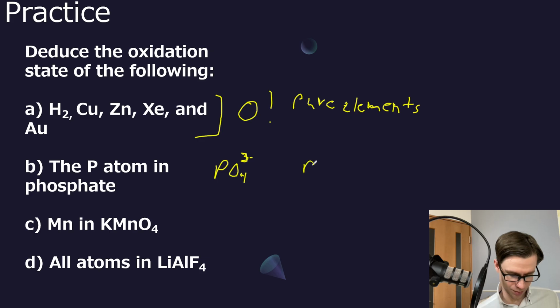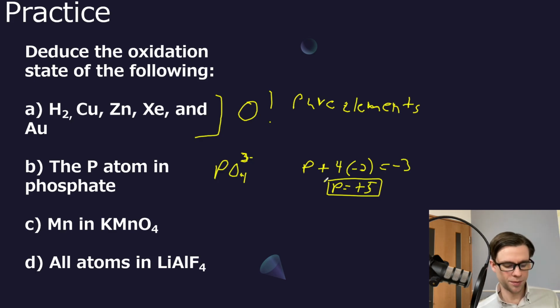So we can set up P, there's one of those, plus 4 times the oxidation state of oxygen, which is -2, usually. This will equal the total charge on this complex, -3. So we will have P - 8 equals -3. That means P is equal to +5 oxidation state. So that phosphorus will lose all of its electrons to oxygens in this compound.